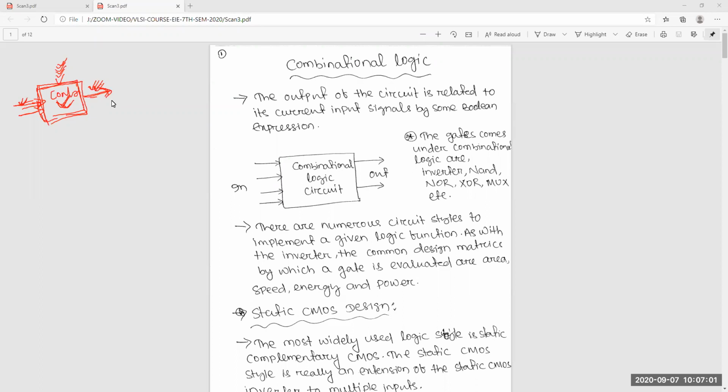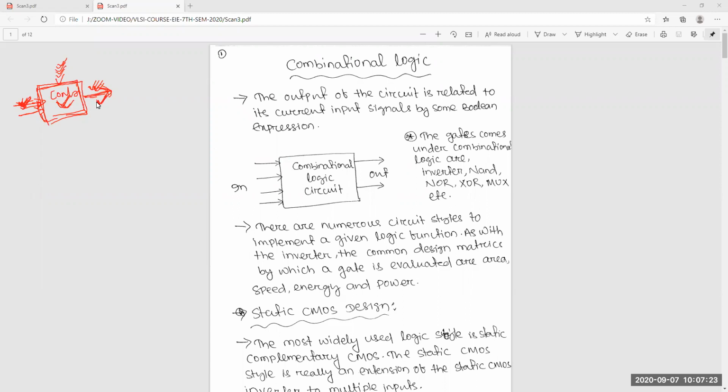There is no feedback, nothing. Whatever the output, it depends only on the present input. There is no feedback, no past input, nothing. Whatever input you give, according to the function or the circuit configuration, you will get the output. So that is the combinational circuit.